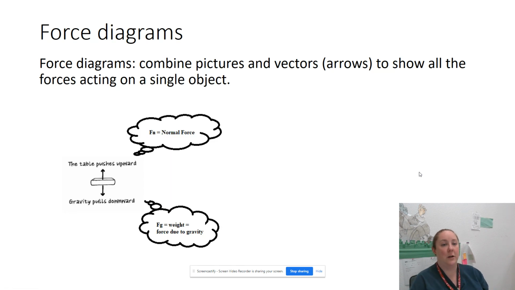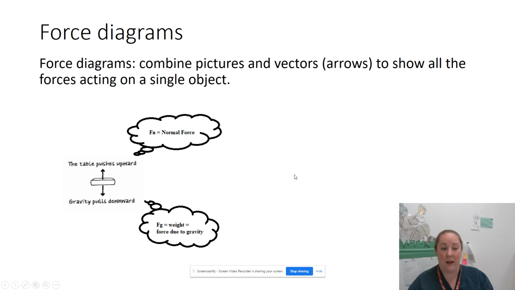Force diagrams are pictures that have vectors of magnitude and direction to show all the forces acting on one object. For instance, here we have a table and a book just sitting on that table. What always pulls down on an object? On Earth, we have the gravitational force. And then the table will push back up on the book, and we call that the normal force.